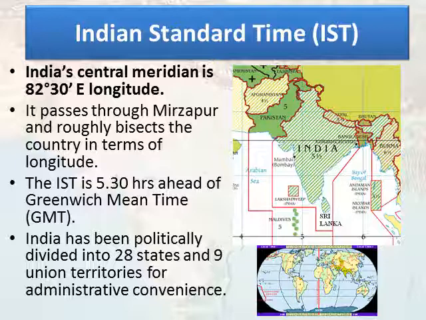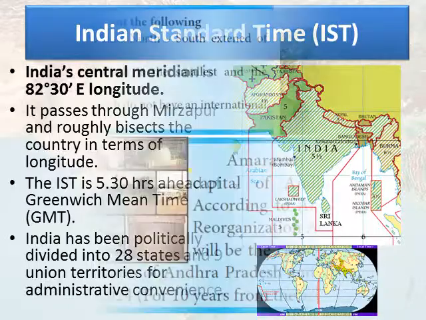India has been politically divided into 28 states and 9 union territories for administrative convenience. So, our country is divided into 28 states and 9 union territories, and it is purely for administrative purposes.